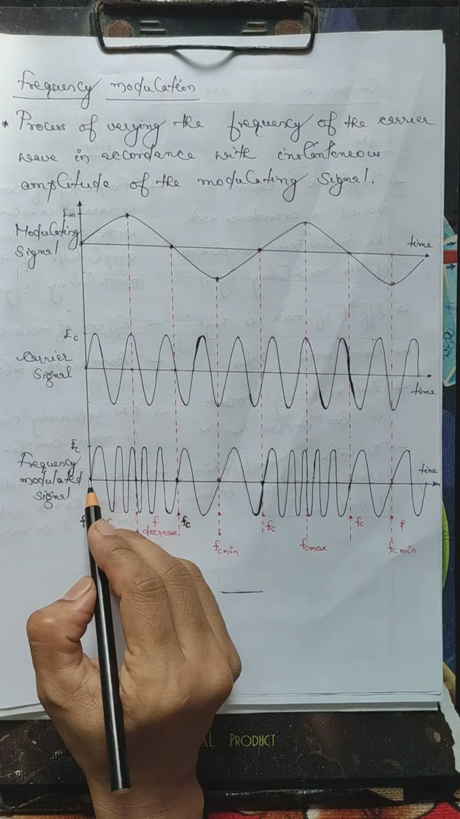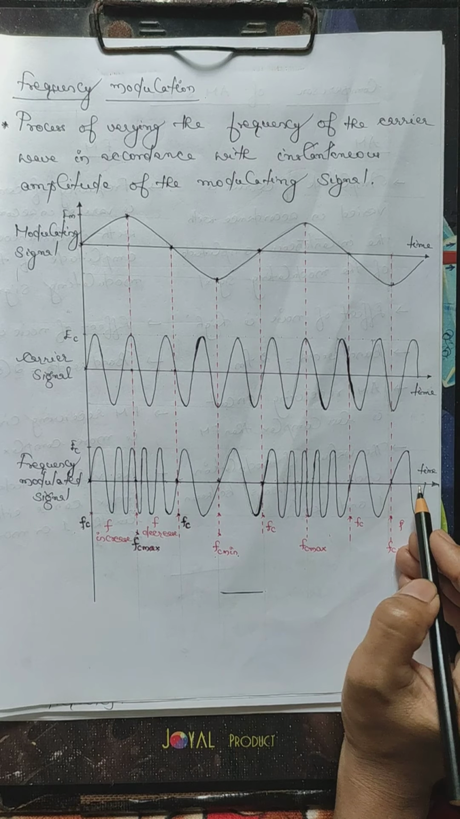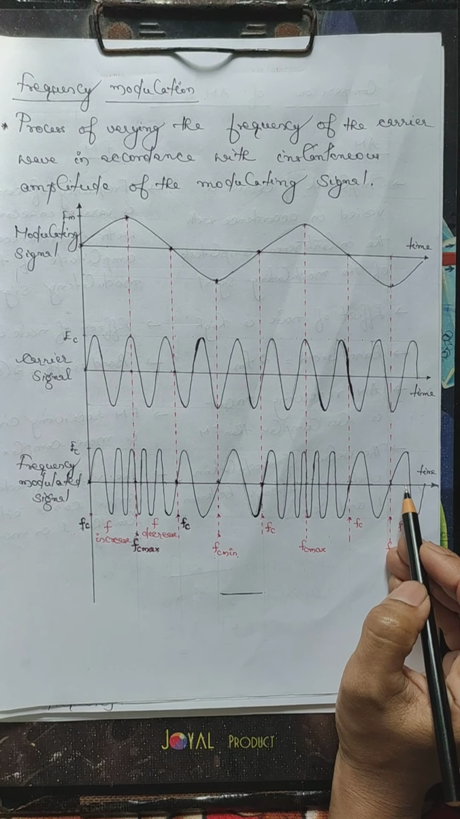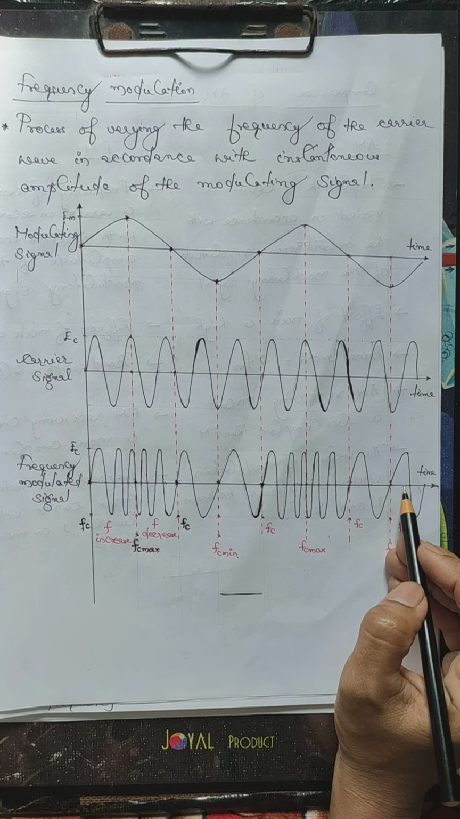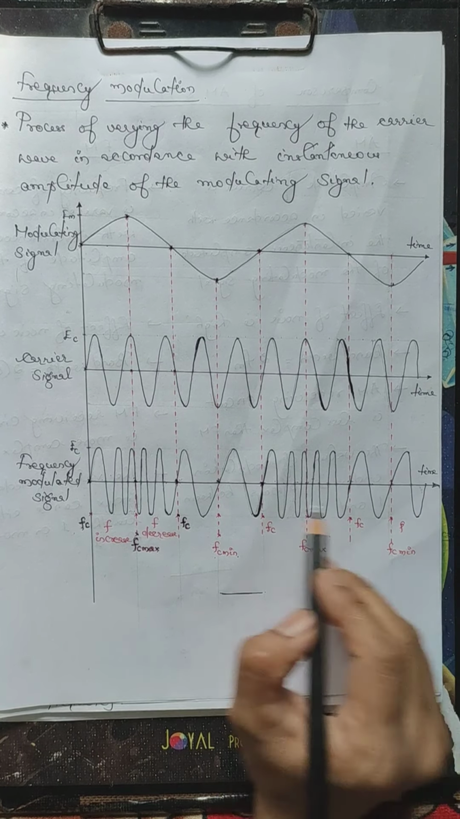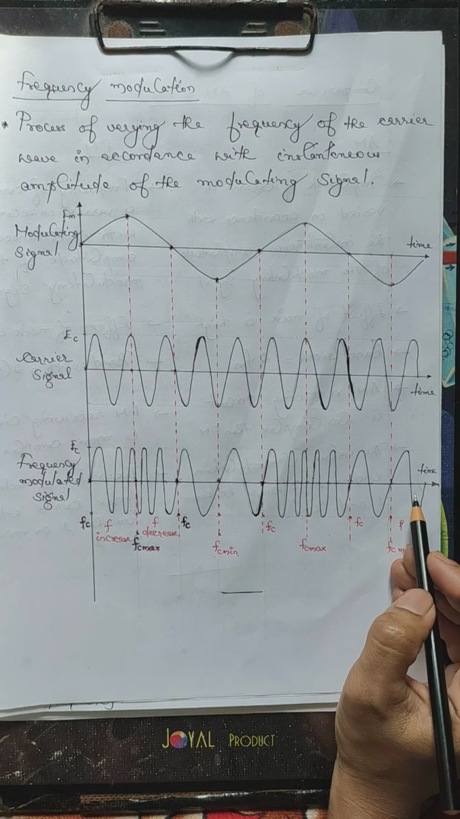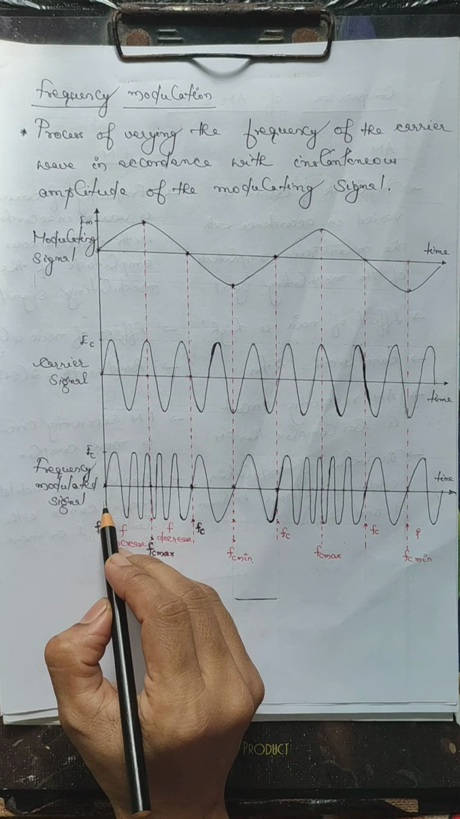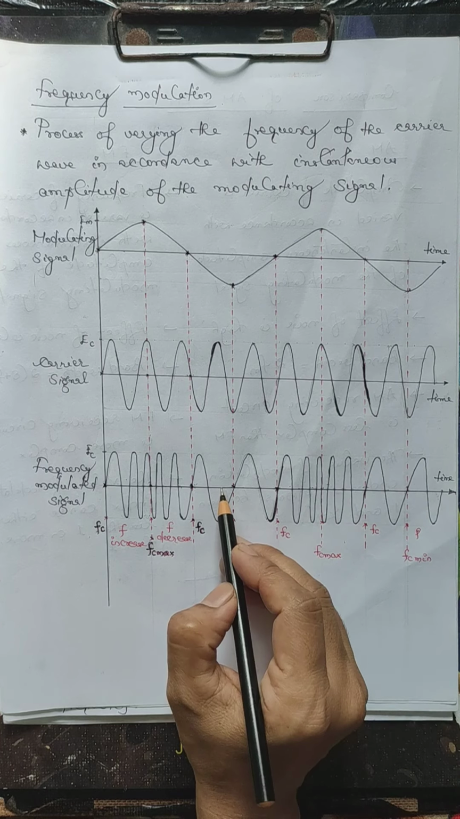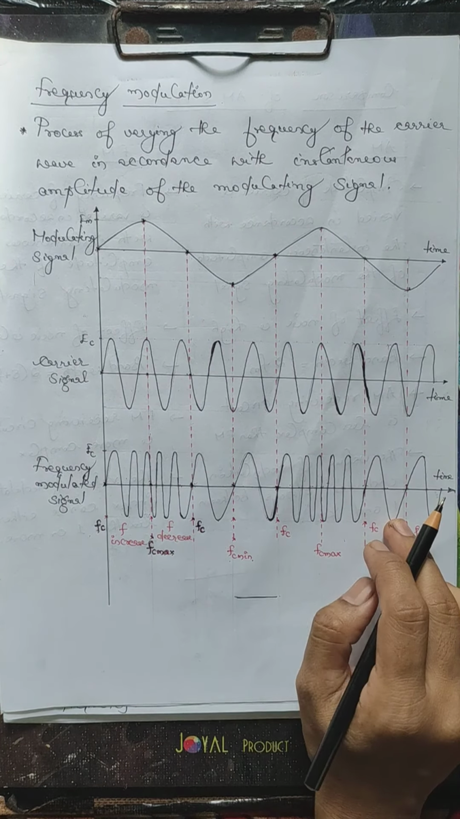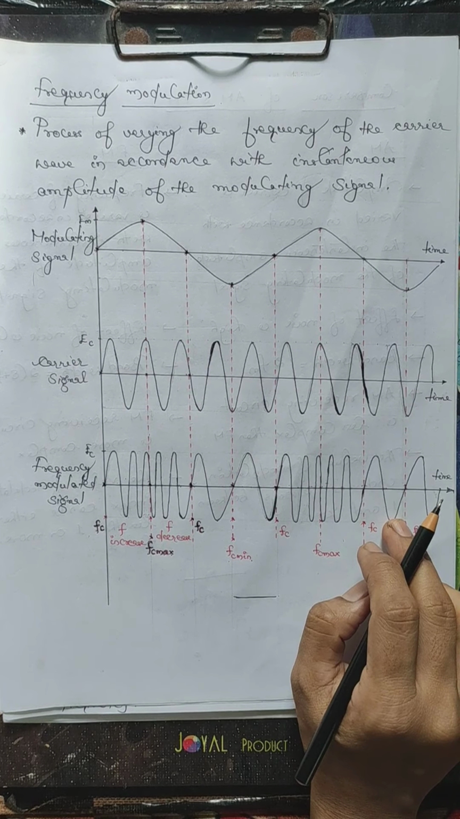So this is our frequency modulated signal. So this signal will be sent through the space as our communication signal. At the receiver, at the destination, there will be a receiver for receiving the signal. That receiver will receive this signal and it will extract the original information signal from this transmitted signal.